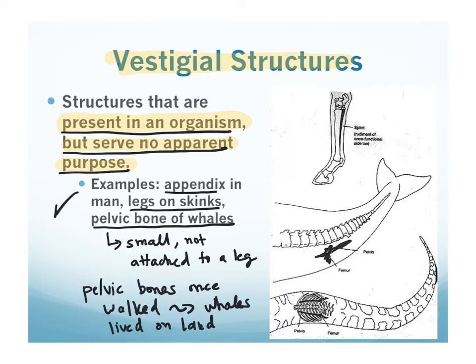Another one in humans would be the wisdom teeth. Most people get those taken out by the time they're 18 because they don't have enough room in their mouth for them.